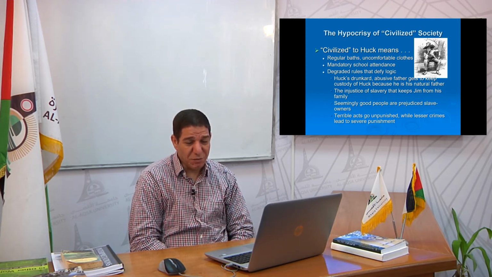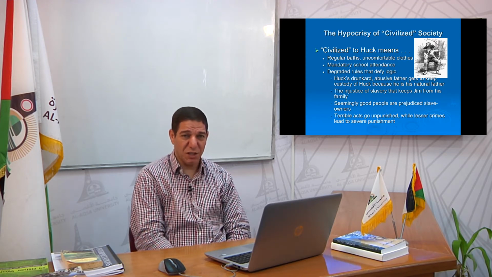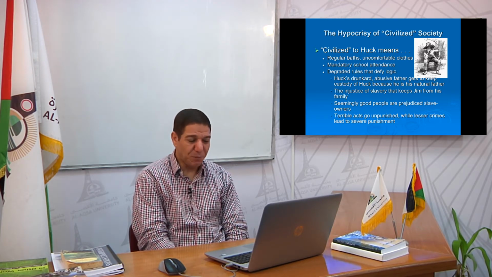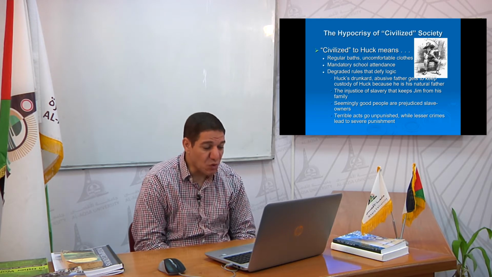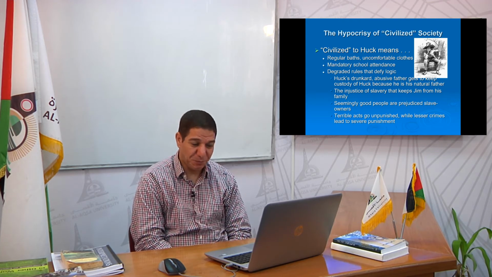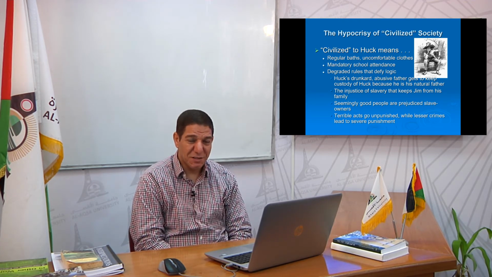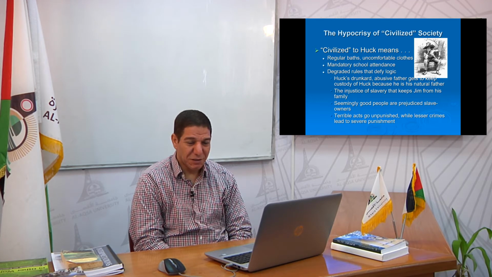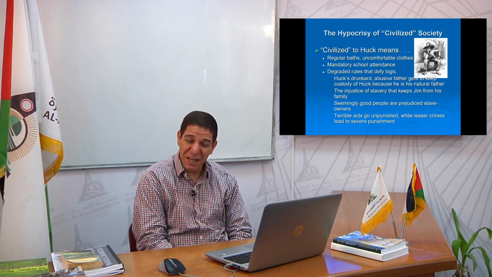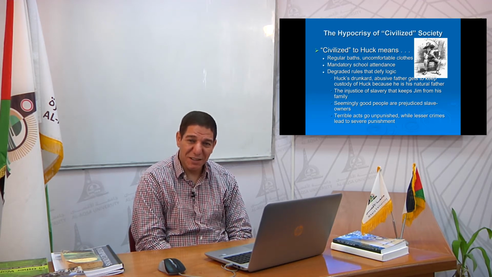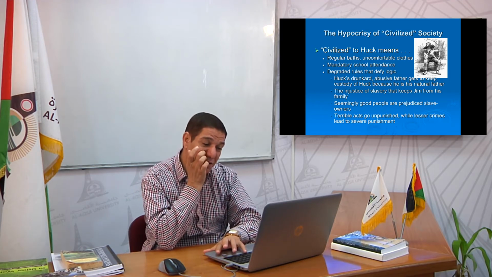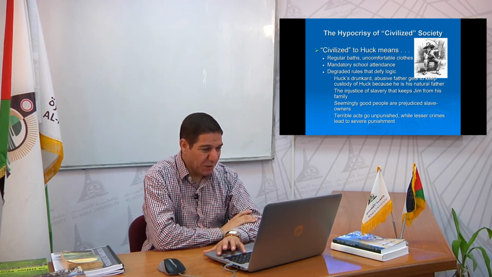You have a moral behind this. You have indoctrination that tells these people that slavery is acceptable. Okay? Terrible acts go unpunished, while lesser crimes lead to severe punishment. If a white man steals a big property, he might not be punished. But if a slave steals an egg, then he is in big trouble. These are the injustices inflicted on the slaves at the time.